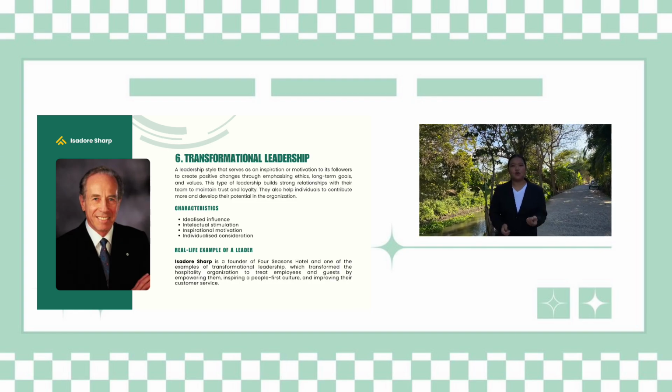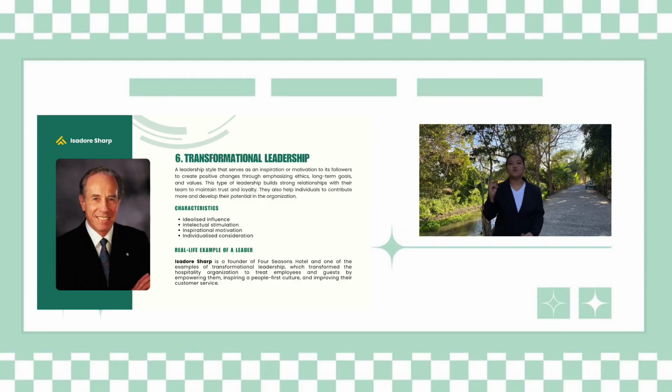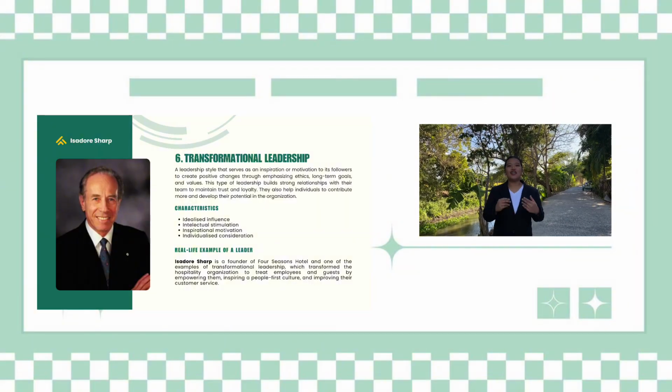First, idealized influence, where a leader becomes a role model that earns trust and respect. Second is intellectual stimulation, where employees are encouraged to think critically, be creative, and solve problems. Third is inspirational motivation, where the leader inspires the team through a clear vision and purpose. Lastly is individualized consideration, where the leader gives attention to each employee's needs, growth, and development.